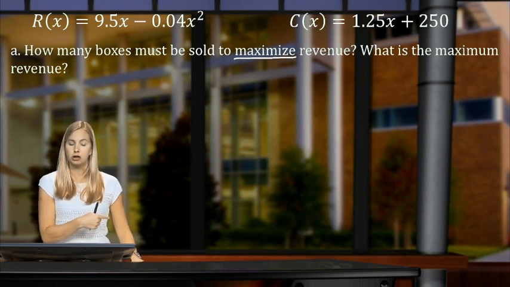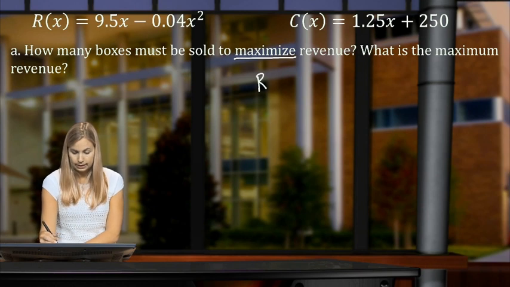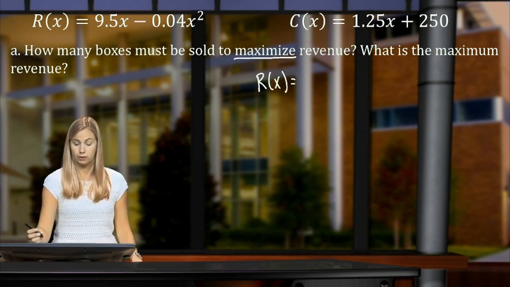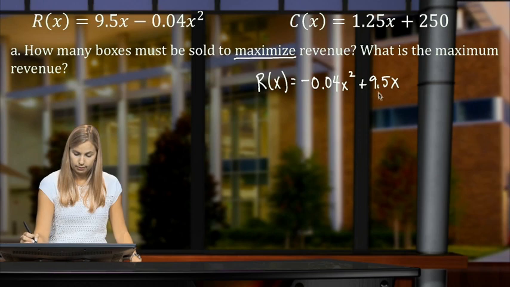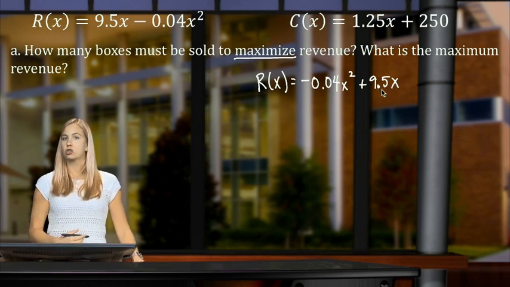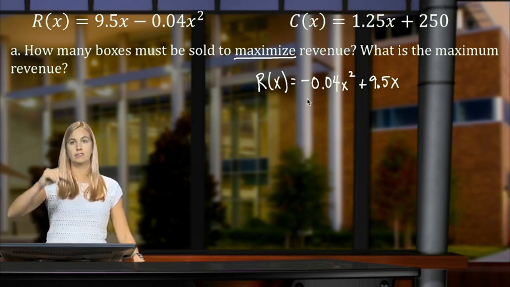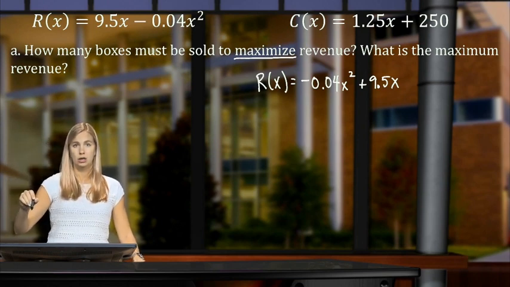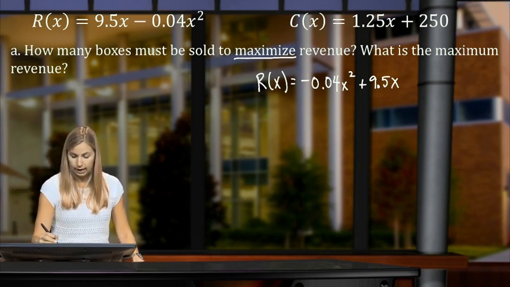Let's first look at our revenue function. Our revenue function is a quadratic. I can rewrite this so that my quadratic term is first: negative 0.04x squared plus 9.5x. And if I think about trying to find the maximum of a quadratic, where does that happen? Well, that happens at the vertex. This quadratic, R of x, if you can visualize it, since that lead coefficient is negative, it's going to open down, isn't it? Which means that the maximum revenue is going to occur at the vertex.